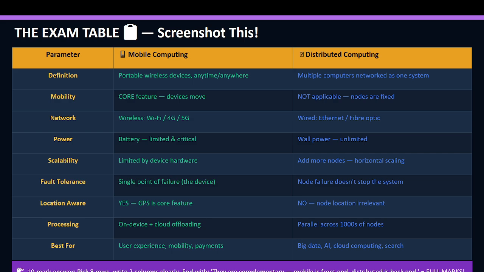Processing, mobile on device plus cloud, distributed parallel across thousands of nodes. And the magic sentence that takes you from 8 marks to 10 marks. Write this at the end of your answer. Mobile and distributed computing are complementary. Mobile is the front end providing user experience, distributed is the back end providing scalable processing. Done. Final recap.